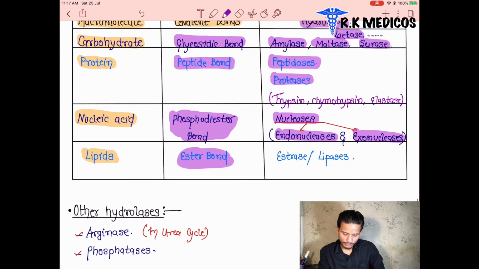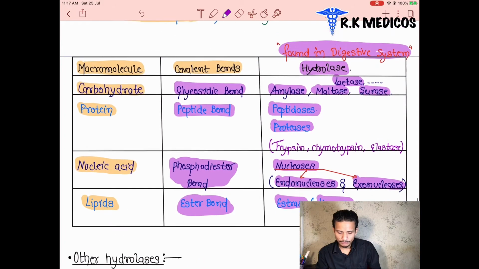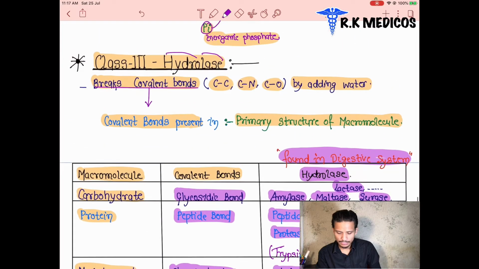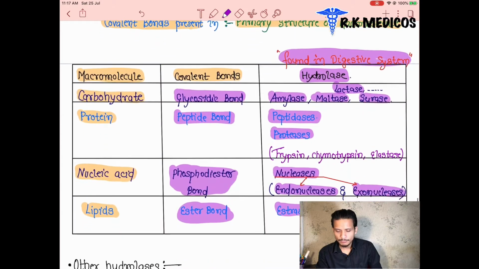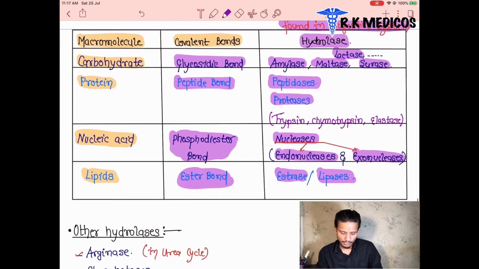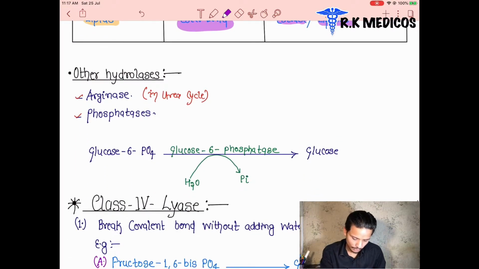There is phosphodiester bond. Next, the lipids. There are ester bonds present, and these ester bonds are going to be broken down through the esterase enzyme or the lipases. So this is all about our macromolecules, and they are breaking through the class 3 hydrolases. Different types of covalent bond, you know how to break them. And now next we are going to see other hydrolase classes.